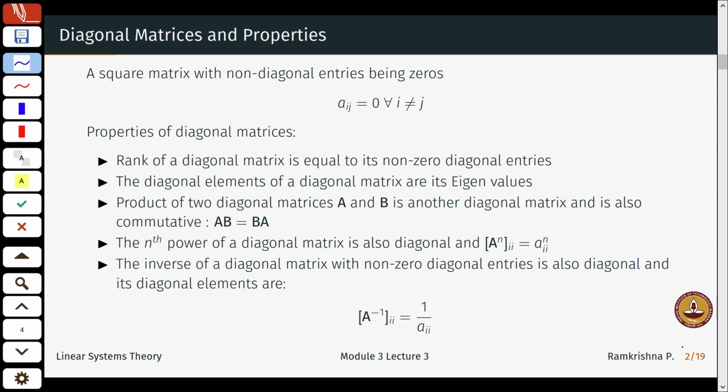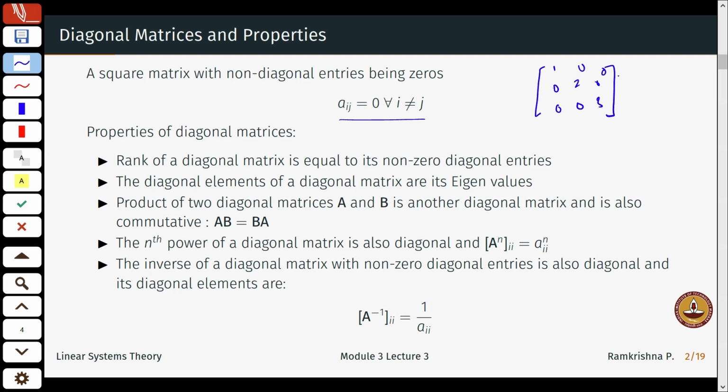a diagonal matrix. By definition it's quite clear, and to begin with, we will deal with square matrices. So, a square matrix with non-diagonal entries being 0. So, what are the diagonal entries? If I look at, say, a 3 cross 3 matrix, so maybe this would be the diagonal elements, and all the off-diagonal elements would be 0. That is the mathematical expression for this. So, there are only elements in the diagonal, and the off-diagonals are all 0.